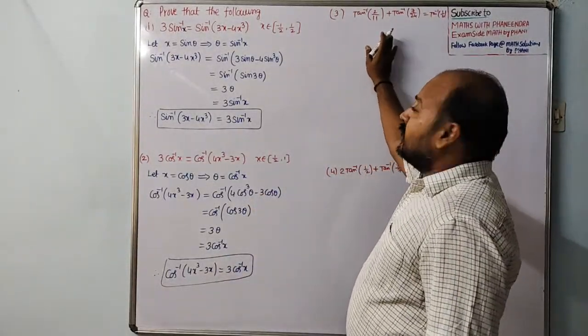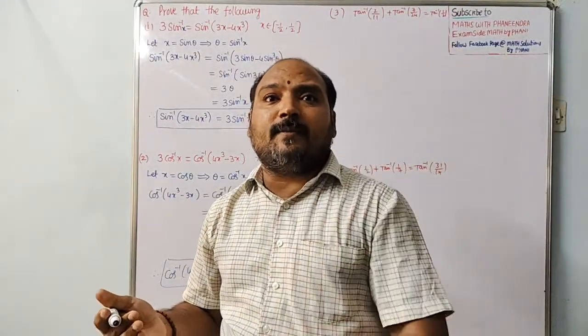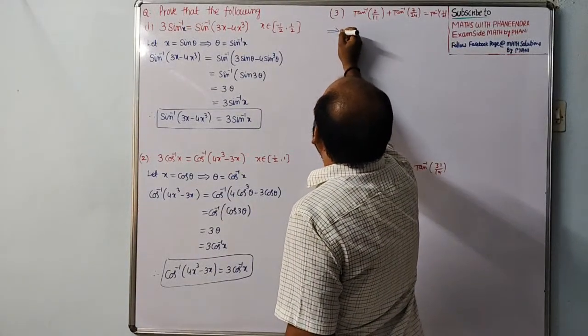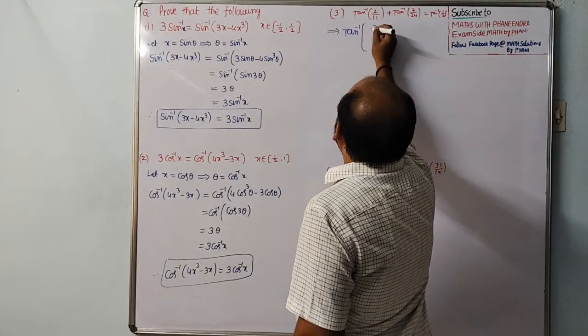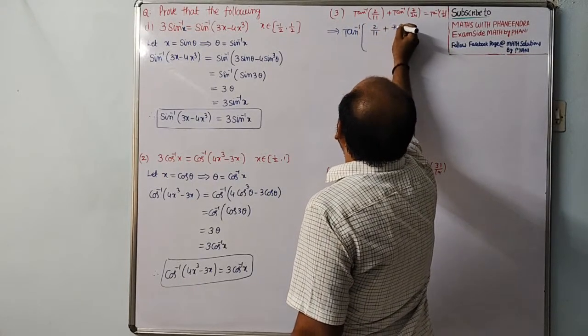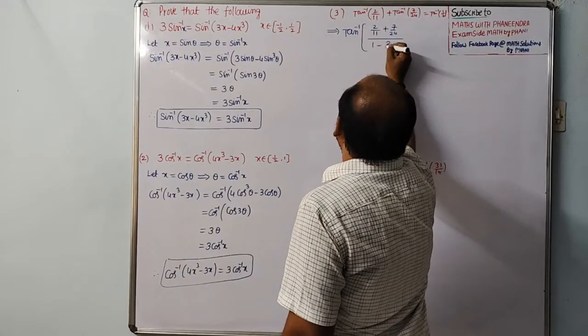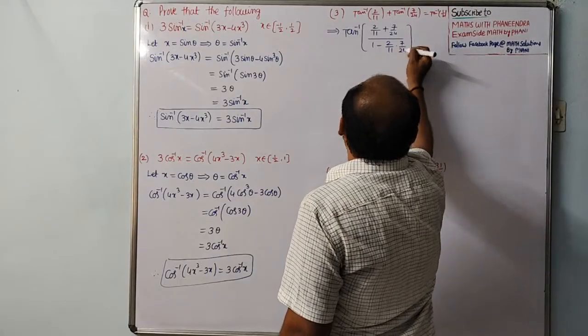Now come to another question here. Tan inverse x plus tan inverse y formula: tan inverse of x plus y by 1 minus xy. So by using the formula, tan inverse of 2 by 11 plus 7 by 24 divided by 1 minus 2 by 11 into 7 by 24.